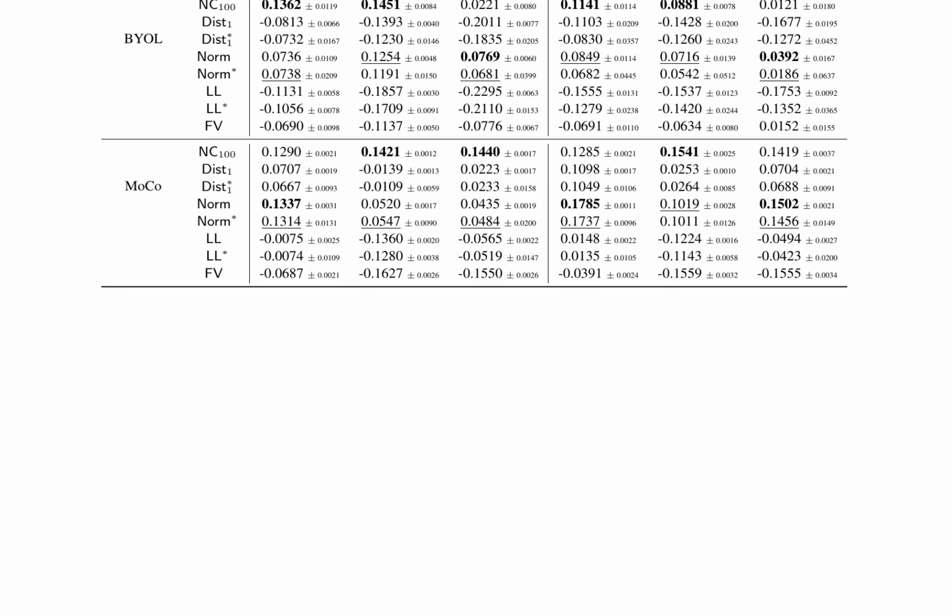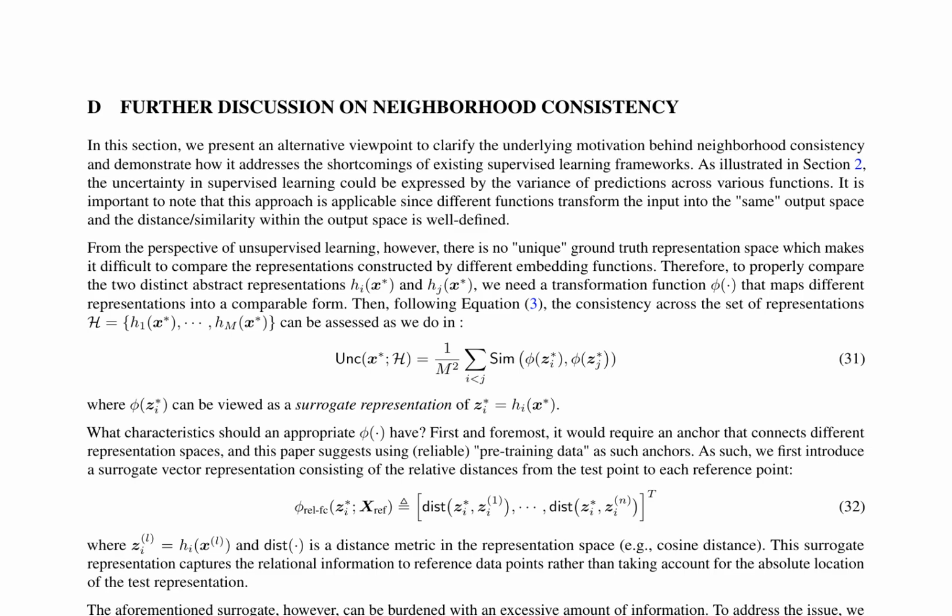Moreover, the paper delves deeper into the concept of neighborhood consistency, discussing its relationship with the uncertainty principle in supervised learning. It highlights the challenges of comparing representations constructed by different embedding functions in unsupervised learning due to the lack of a unique ground truth representation space. To address this issue, the authors introduce a transformation function, phi, that maps different representations into a comparable form.